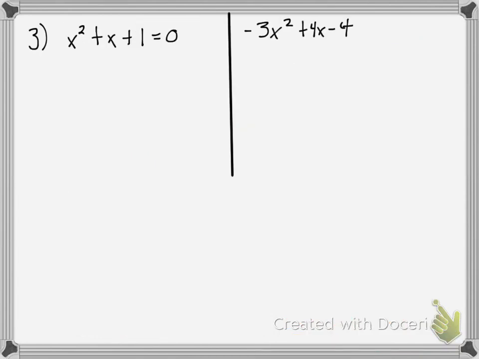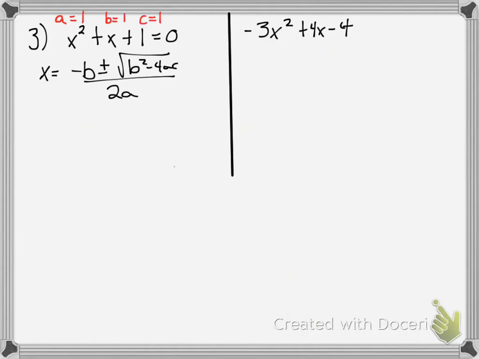Okay, question 3. We have x squared plus x plus 1 equals 0. So I'm going to start by copying down my formula. X equals negative b plus and minus the square root of b squared minus 4ac divided by 2a. So this one is really straightforward. I've got a is equal to 1. I've got b is equal to 1, and c is equal to 1.